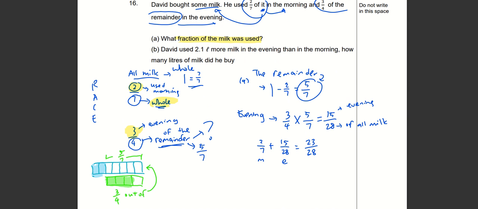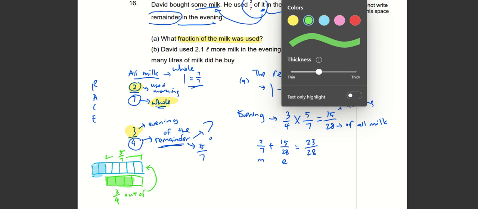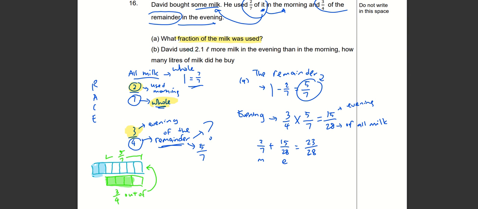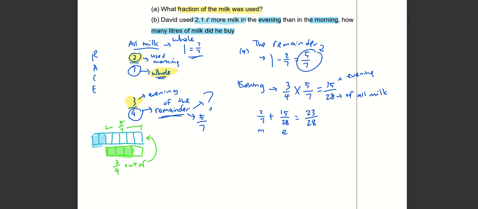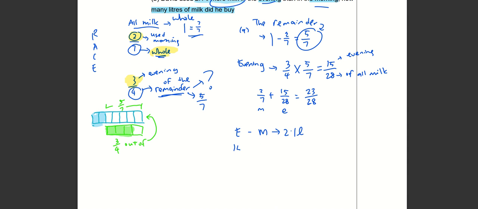Then the second part says he used 2.1 liters more milk in the evening than in the morning. How many liters did he buy? Now that I have the difference, more in the evening than the morning, I can say that evening minus morning, the amount used, is 2.1 liters. So the evening fraction was this. The morning was 2/7.